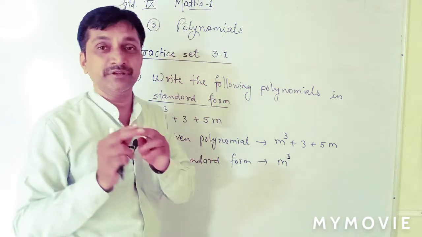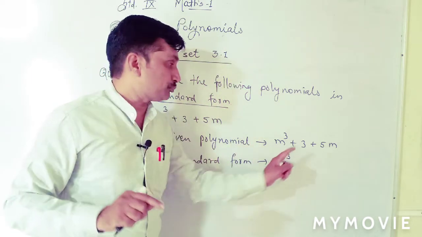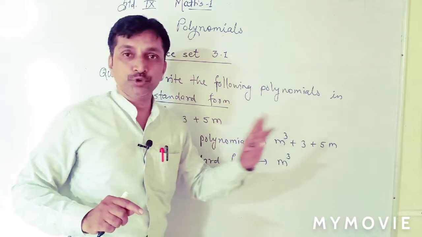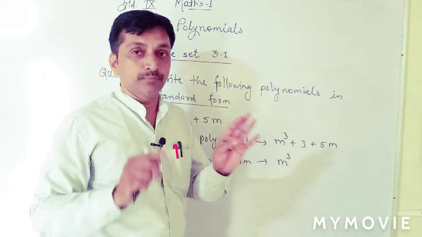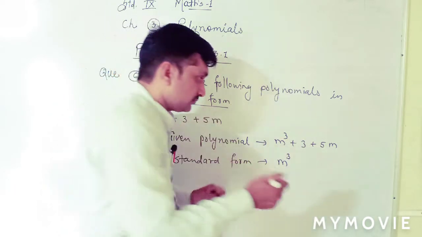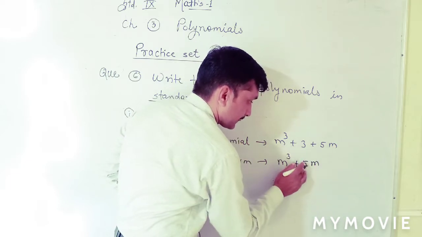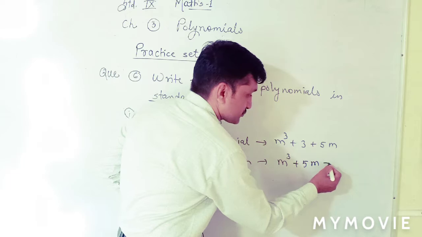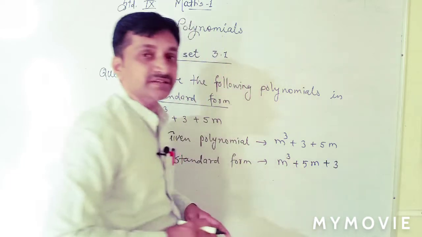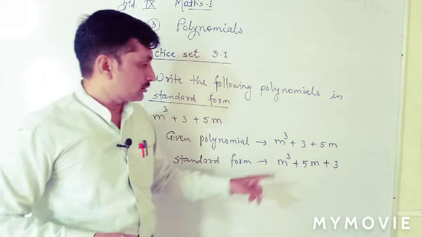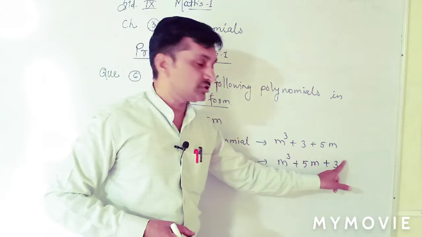After 3, what will be there? Power 2. But power 2 is not here, that's why we don't write it. Then power 1 here, plus 5m, and at last the constant. What is the index of the constant? 0. Now see, 3, 1, 0.